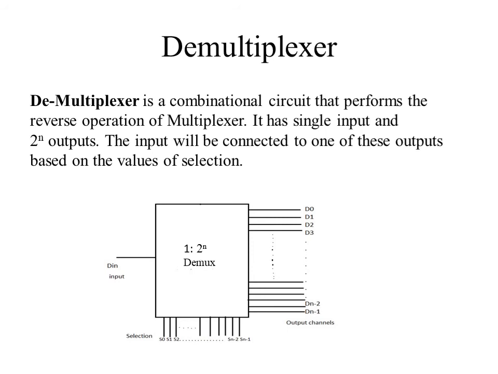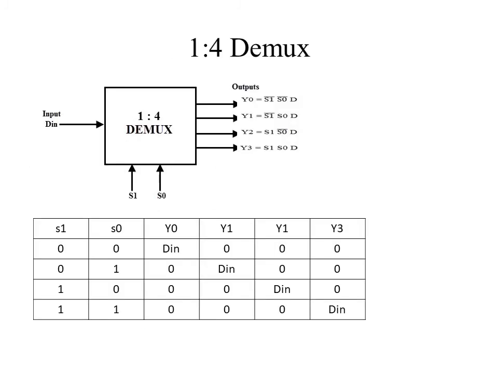The standard form of demultiplexer is 1 to 2 raised to n, where 1 represents number of input lines, 2 raised to n represents number of output lines, in which n represents number of select lines. The general block diagram of demultiplexer is shown. The block diagram for 1 to 4 demux is shown below. Demultiplexer can also be called demux.